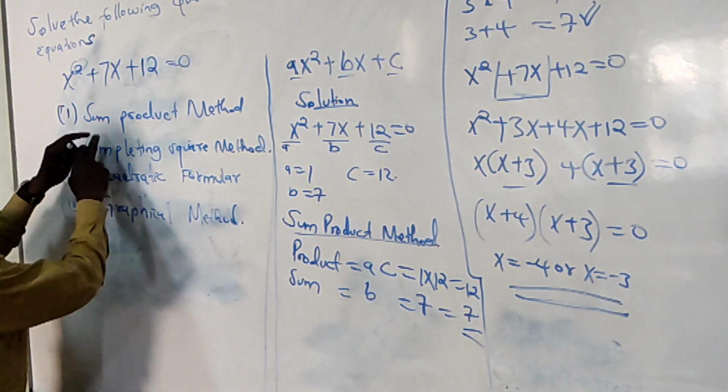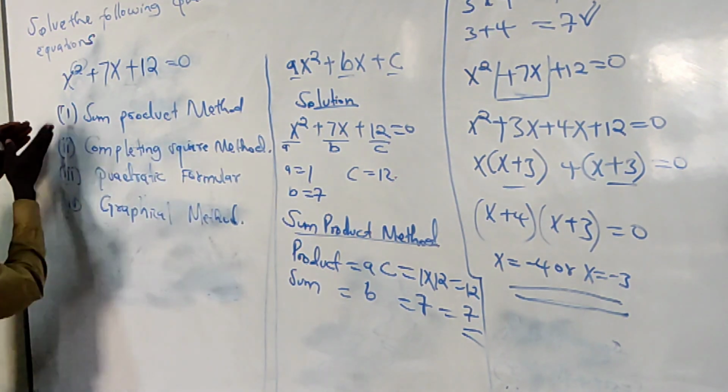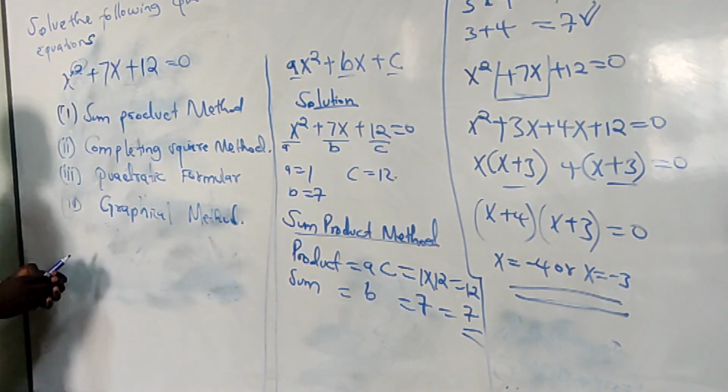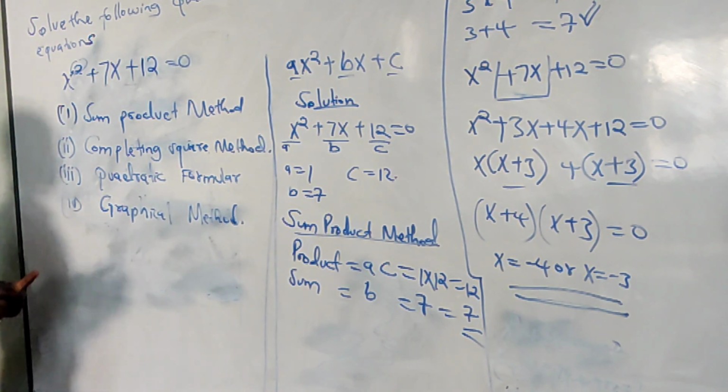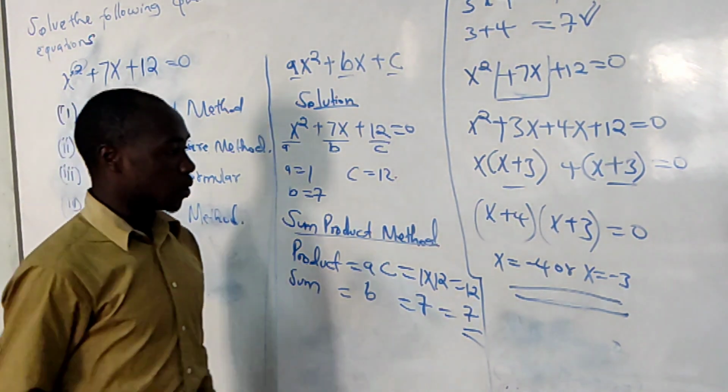So that one I've said is the sum and product method. We want to use the same sum now with the completing square method to find the solutions. Are we going to get the correct answer? Let's see.